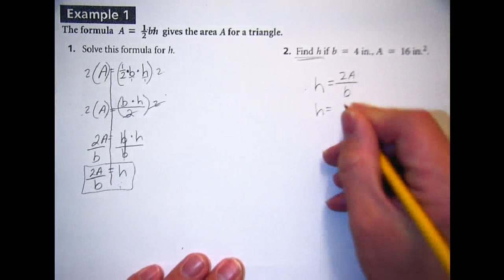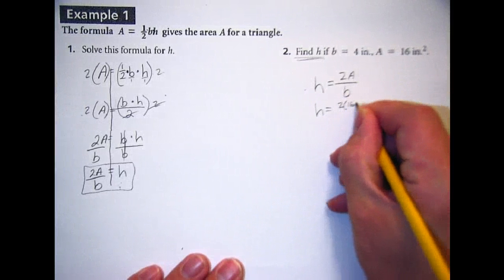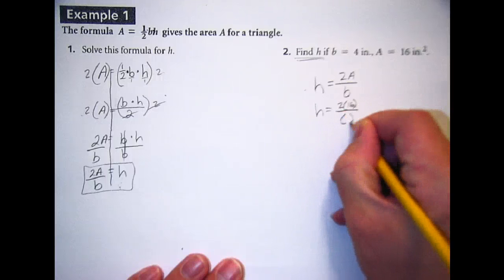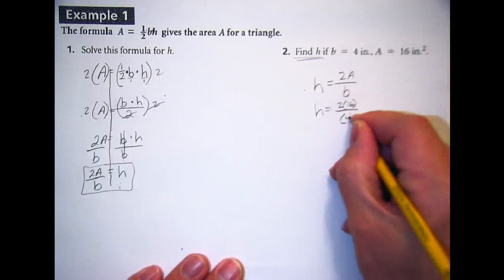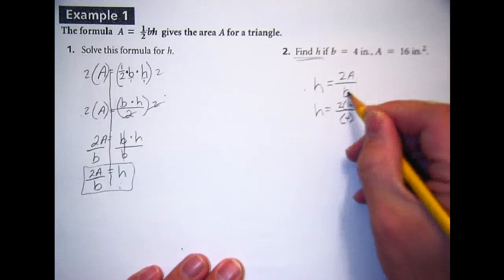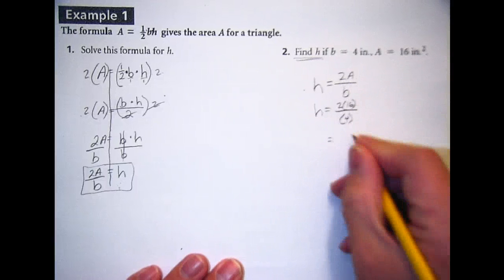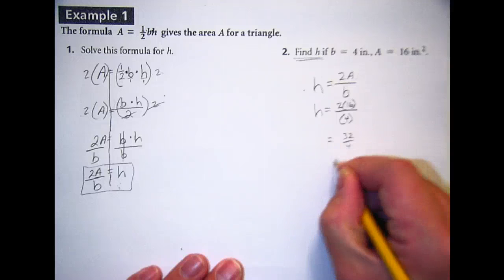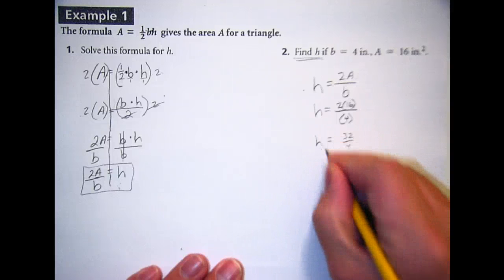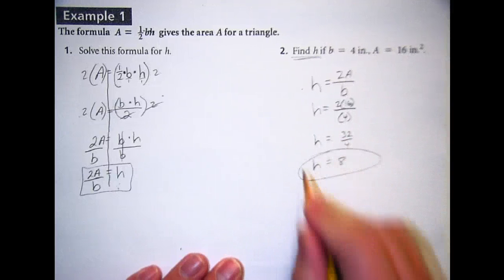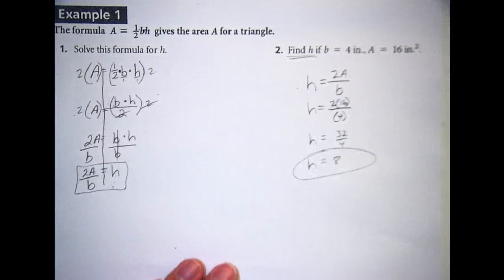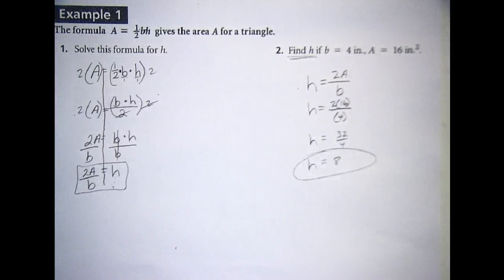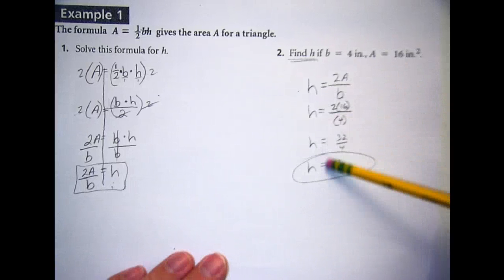So if I put in A as 16 and B as 4, remember substitution, substitute inside parentheses. I do that, I get 32 over 4, or 8. So 1h equals 8. Is that what you got, Caden? Or Keegan? Yeah? Okay.